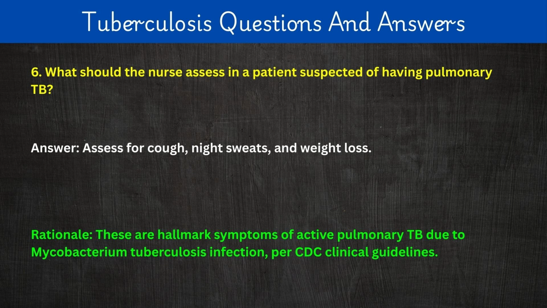6. What should the nurse assess in a patient suspected of having pulmonary TB? Answer. Assess for cough, night sweats, and weight loss. Rationale. These are hallmark symptoms of active pulmonary TB due to Mycobacterium tuberculosis infection, per CDC clinical guidelines.